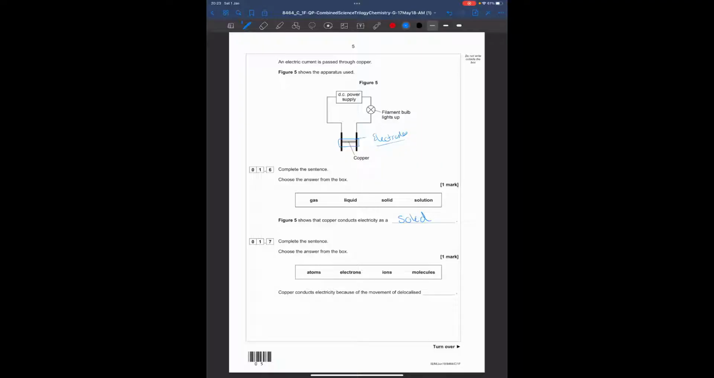Now, copper is a metal, and in the structure of the metal, you have the atoms, and all of these atoms give up an electron or 2, and these become delocalized electrons. And when a voltage is applied, they can move through the structure and carry the heat or electricity. So the whole reason that it can conduct is because of the movement of delocalized electrons. That is what makes metals really, really good conductors.